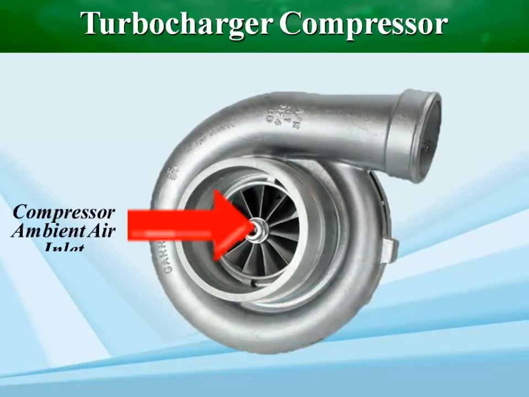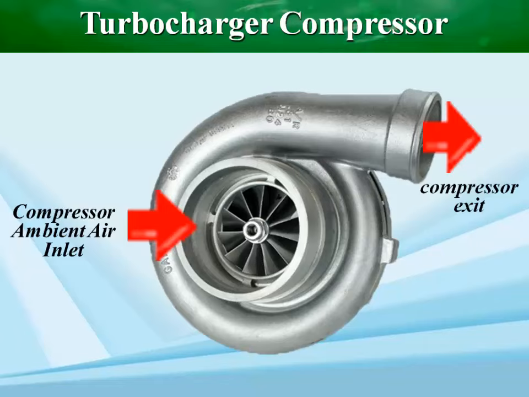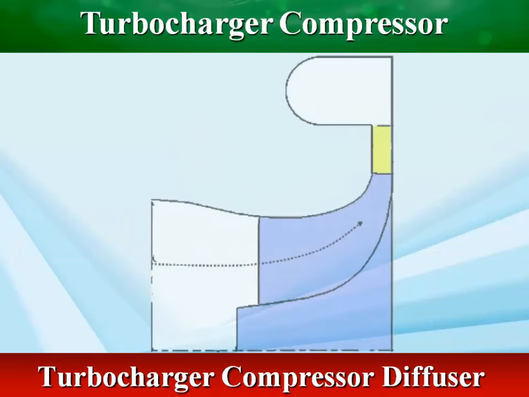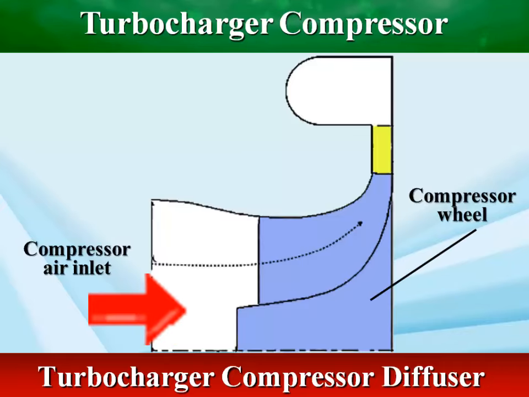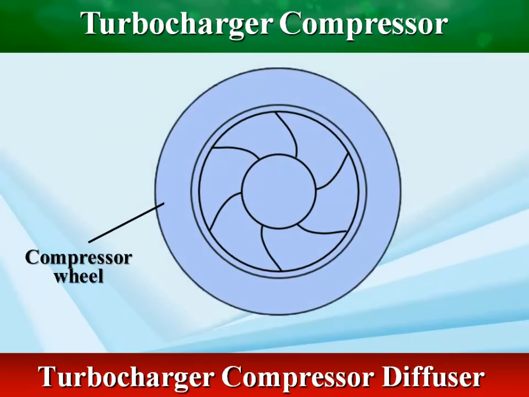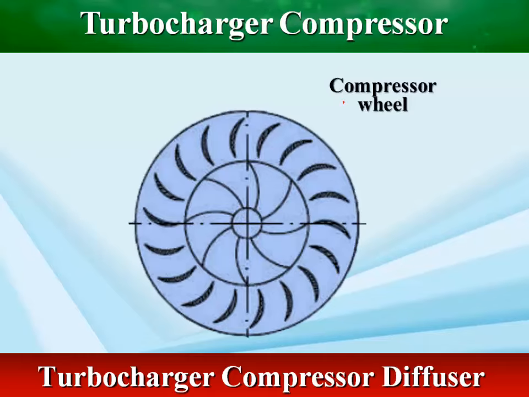After the air exits the compressor wheel, it passes through the diffuser, which slows down fast-moving air from the compressor wheel, converts its kinetic energy into pressure energy, and directs it smoothly into the compressor housing. The function of the diffuser is to convert the rapidly compressed and high-speed air leaving the compressor wheel into static pressure as it fills the volute.